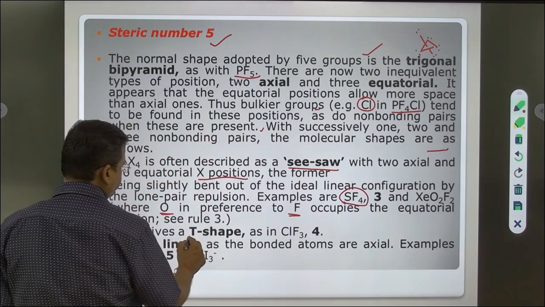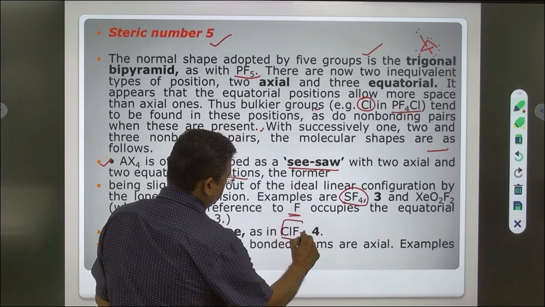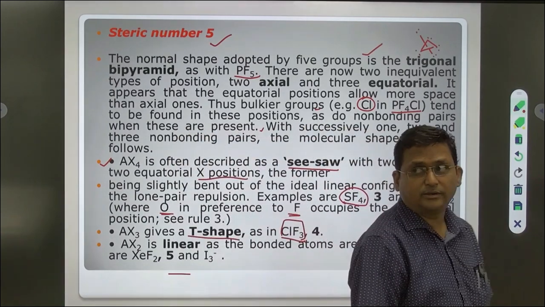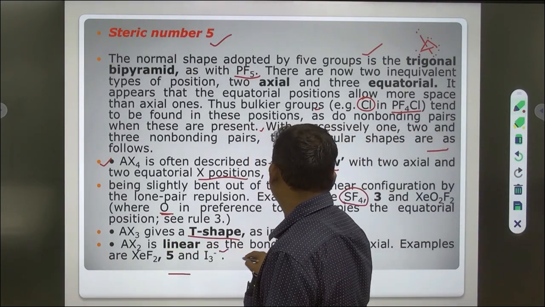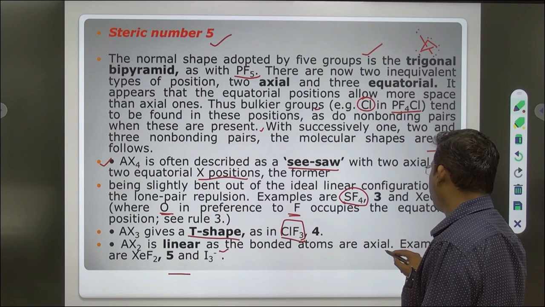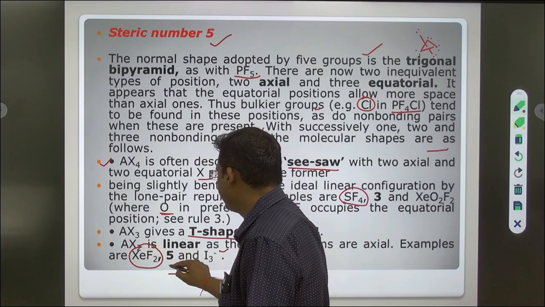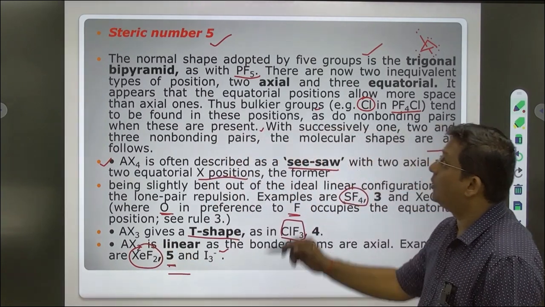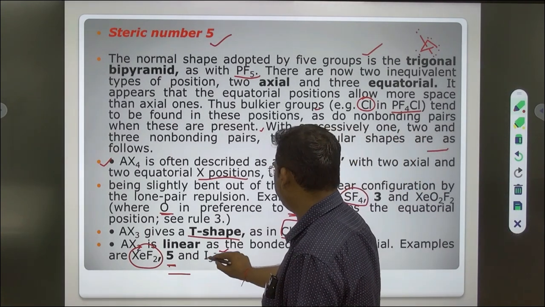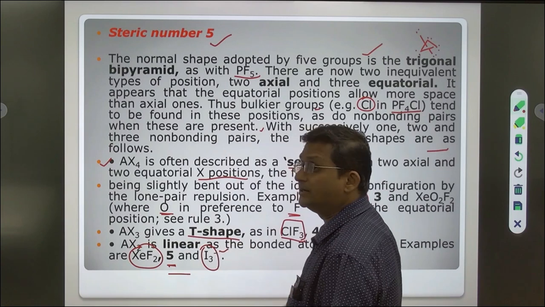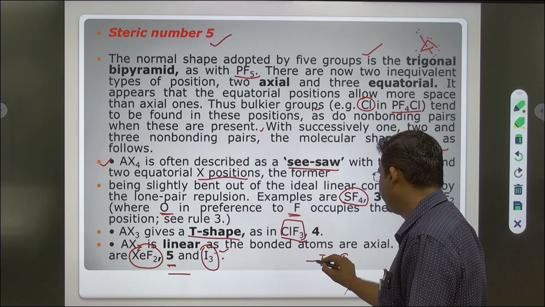AX3 gives T shape as in chlorine trifluoride. AX2 is linear as bonded atoms are axial, example XeF2. In coordination number or steric number 5, and I3 minus gives the linear structure.